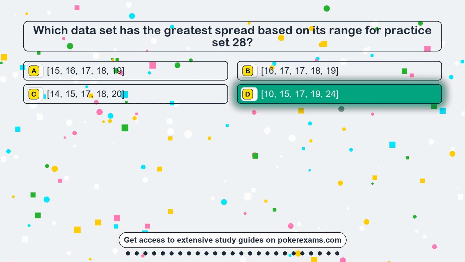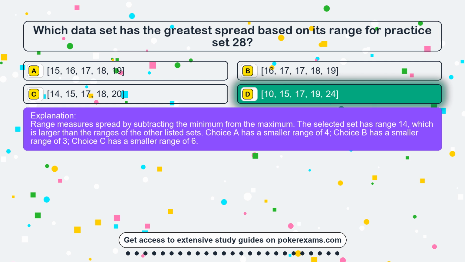The correct answer is option D, 10, 15, 17, 19, 24. Range measures spread by subtracting the minimum from the maximum. The selected set has range 14, which is larger than the ranges of the other listed sets. Choice A has a smaller range of 4, Choice B has a smaller range of 3, choice C has a smaller range of 6.